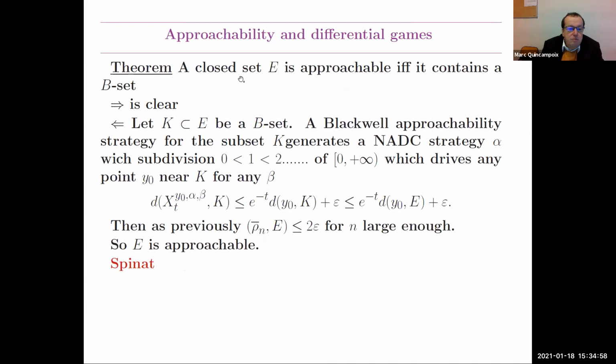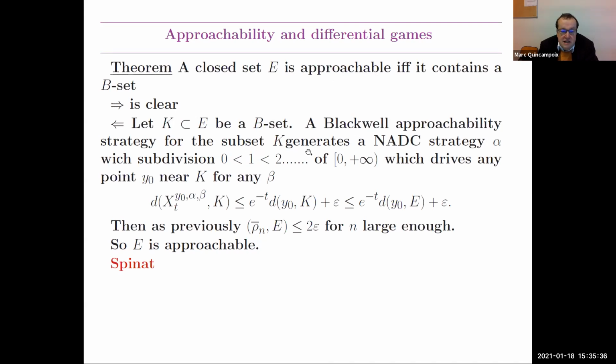Okay, so I will prove a result already known. I think it is due first to Spinat. A closed set E is approachable if and only if it contains a B set. So one direction is clear, and I will explain how differential games can be used to prove the converse implication. So let's consider K, a B set containing E. And I consider the Blackwell approachability strategy for the B set K.